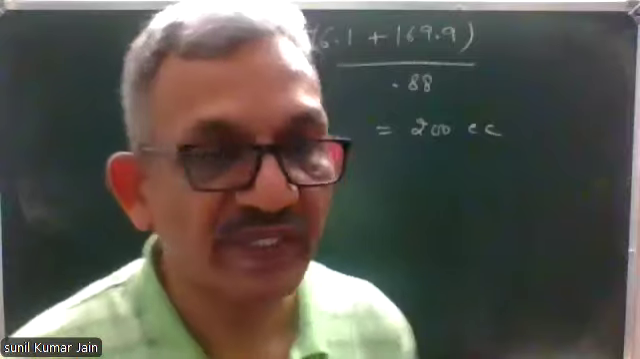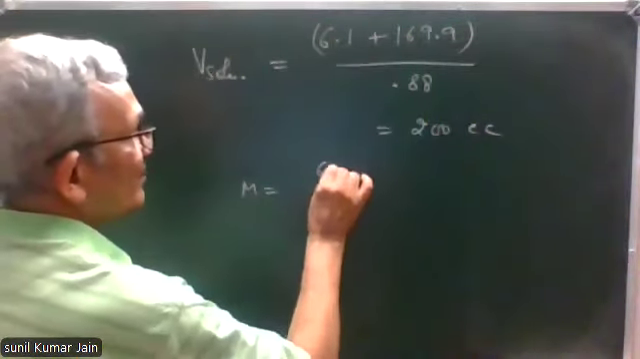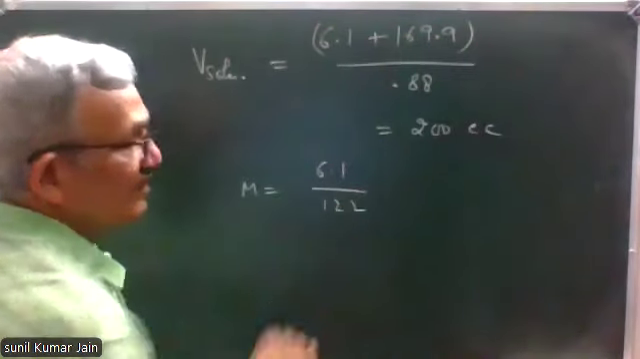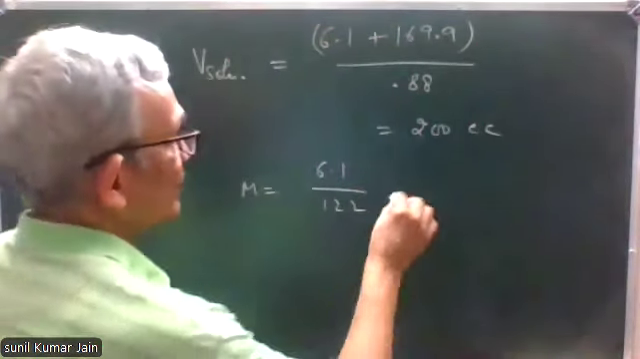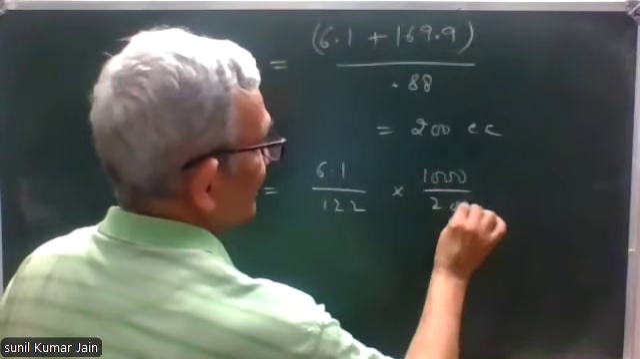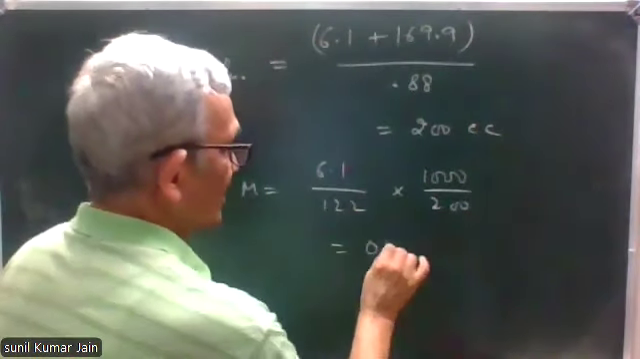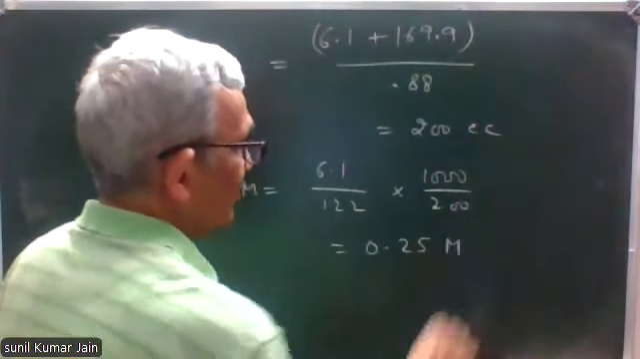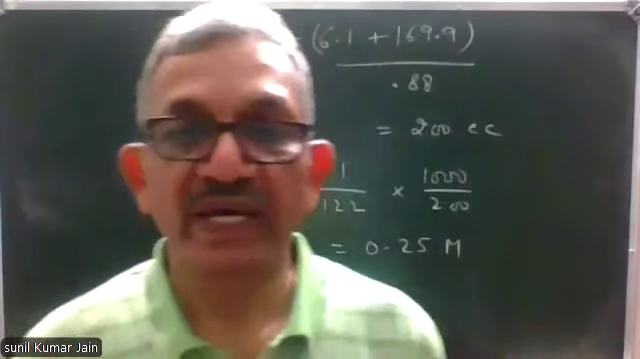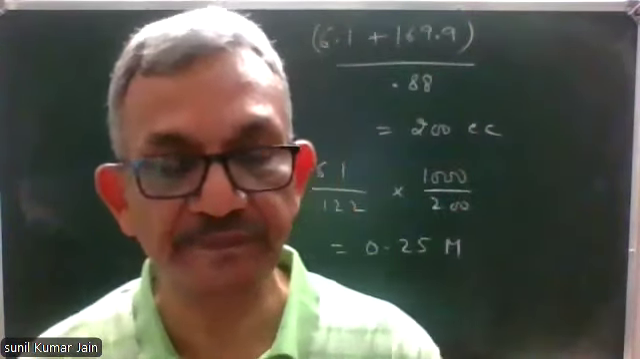Now remaining part is very easy. So molarity will be weight of solute divided by molecular weight of benzoic acid 122 into 1000 divided by volume of solution. Answer will be 0.25, and we'll pronounce it molar, M-O-L-A-R, molar.